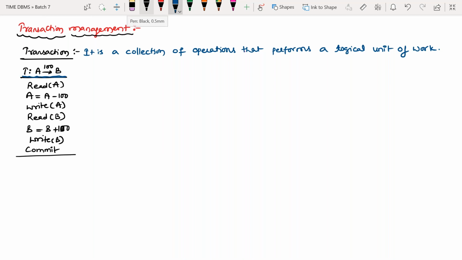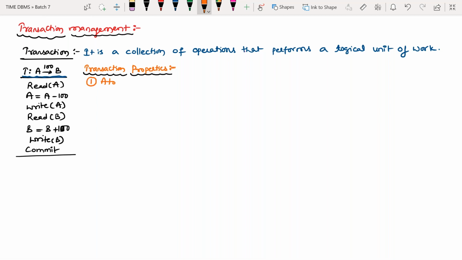Every transaction, when executed, requires satisfying certain properties. We call these transaction properties. Now, what are the properties of a transaction? Every transaction requires satisfying 4 properties.